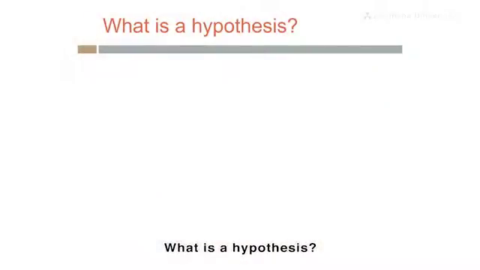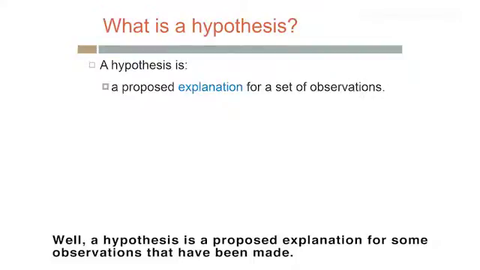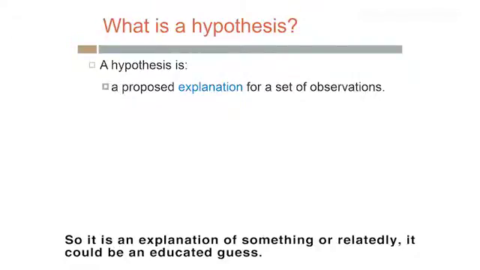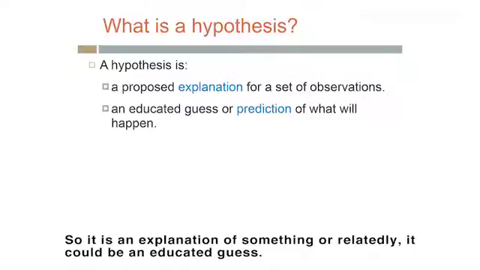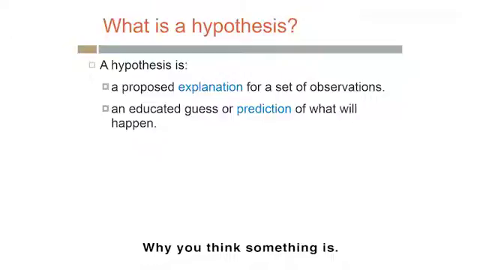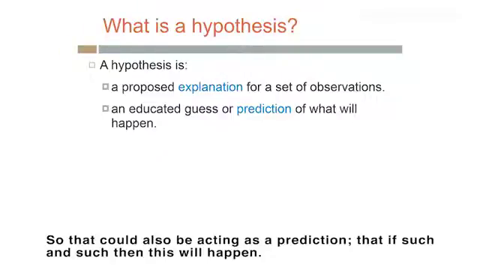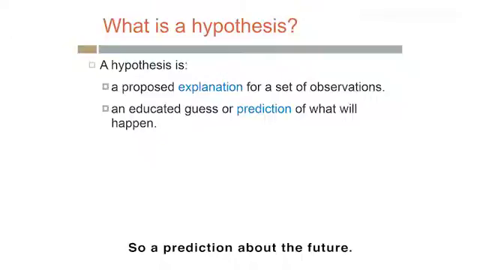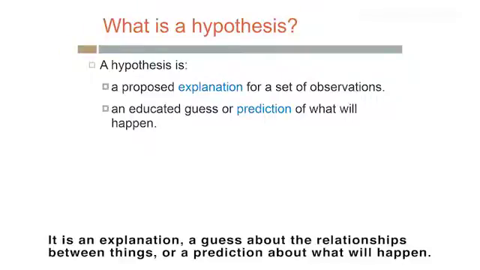So what is a hypothesis? Well, a hypothesis is a proposed explanation for some observations that have been made. Okay, so it's an explanation of something. Or, relatedly, it could be an educated guess, okay, why you think something is. Okay, so that could also be acting as a prediction that, if such and such, then this will happen. So a prediction about the future. So it's an explanation, a guess about the relationships between things, or prediction about what will happen.